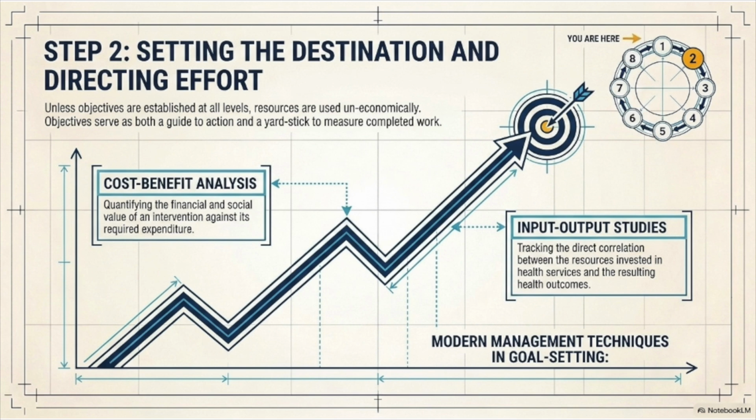The second step is establishment of objectives and goals. Unless objectives are established at all levels, resources end up being used uneconomically. Objectives serve both as a guide to action and as a yardstick to measure completed work. Modern management techniques used in this stage include cost benefit analysis, which quantifies the financial and social value of an intervention against its required expenditure, and input output studies, which track the direct correlation between resources invested in health services and the resulting health outcomes.